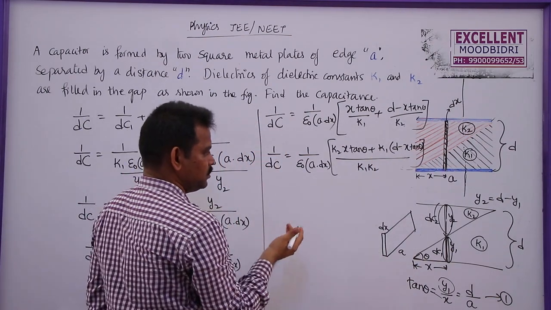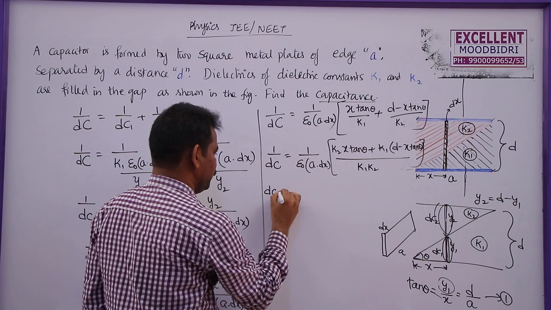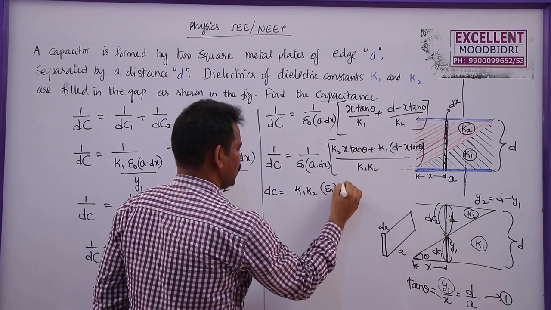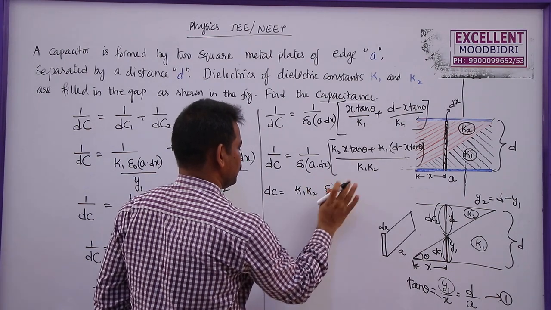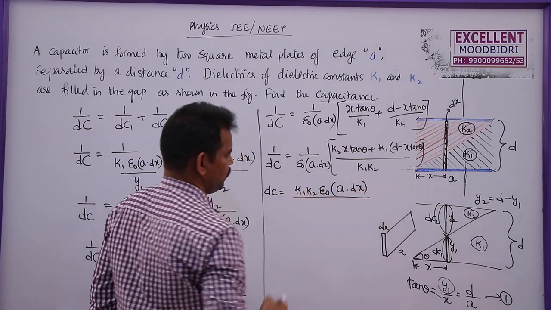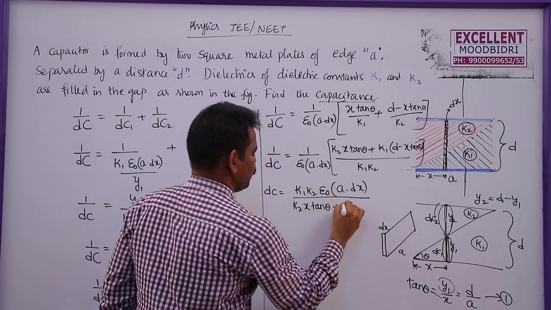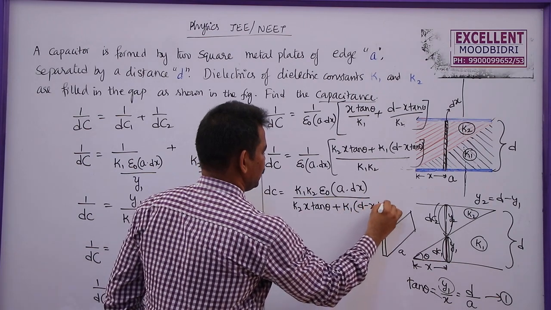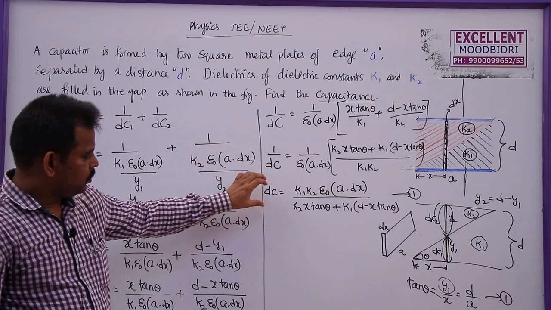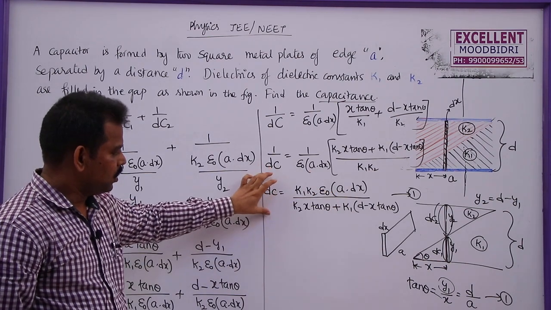I need dC because I want to find the total capacitance. For that, if I know dC, I can integrate it. So dC will become, reversing this, K1 K2 epsilon naught A dx by K2 x tan theta plus K1 (d minus x tan theta). This is equation 1. Now I need to integrate this dC with the limits to find the total capacitance of this capacitor. So what are those limits?